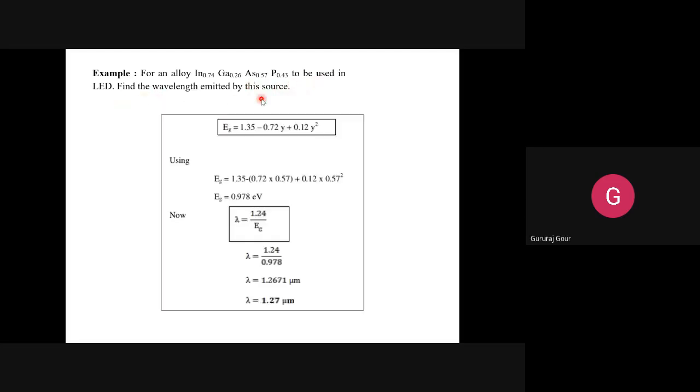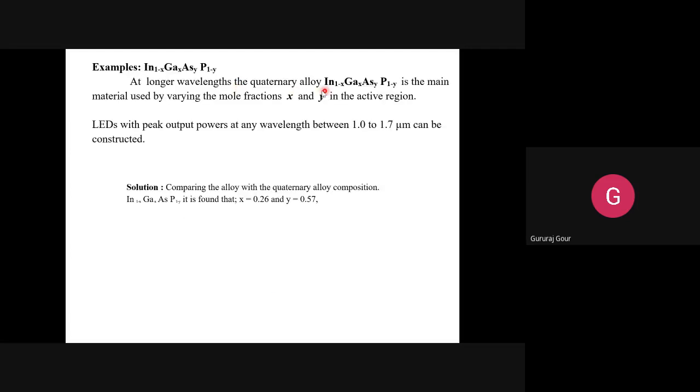the problem will be asked like this: for an alloy, indium 0.74, gallium 0.26 is given. These values are given to be used in an LED. Find the emitted wavelength. You have to compare this with this formula, In with suffix 1 minus x, Ga with suffix x, As with suffix y, and P with suffix 1 minus y. So it is 1 minus x, x, y, and 1 minus y. From these you have to extract x and y. Are you getting this one?